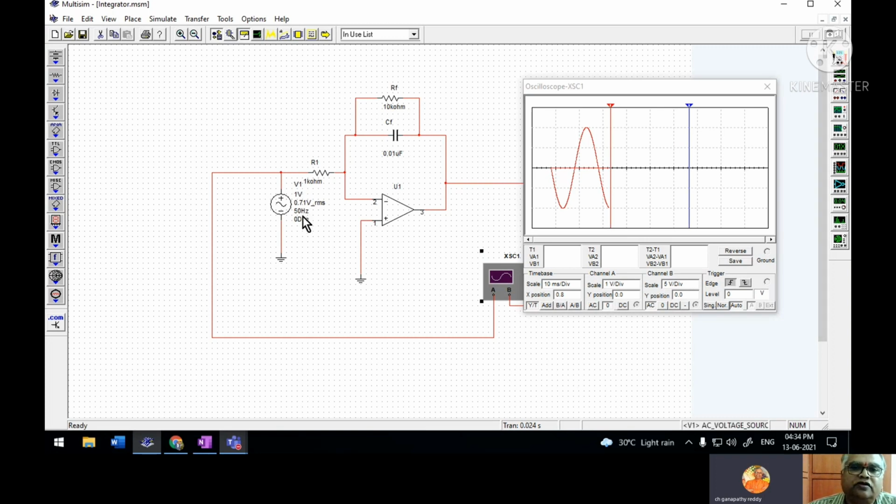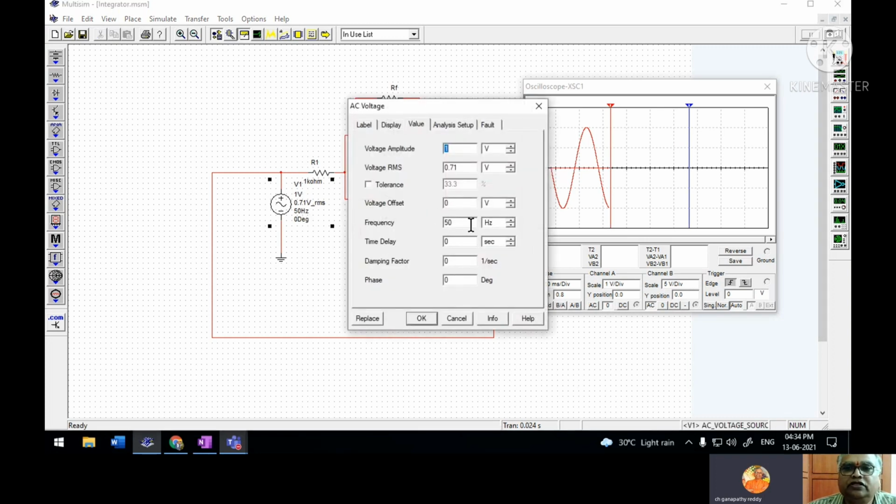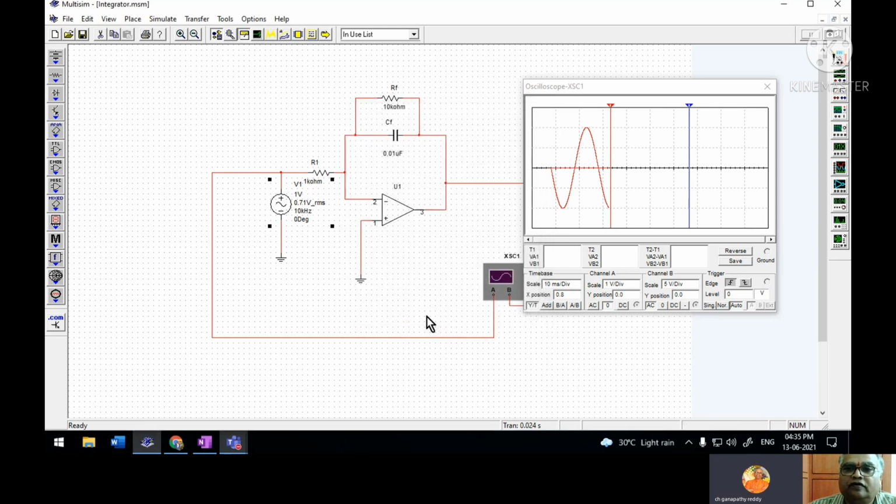Now let us change the frequency to 10K. The gain should not be 10, it will be 10 by root 2, 3 dB down. So 1 by root 2 is 0.7 into 10. Around 7 volts it should come. But actually it is coming much less.